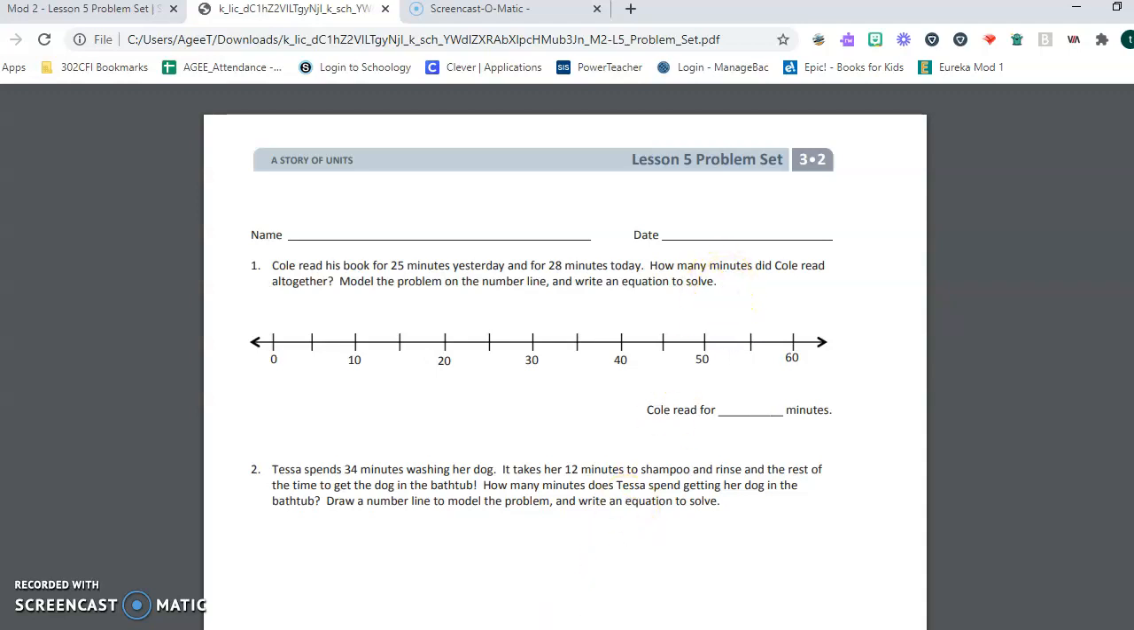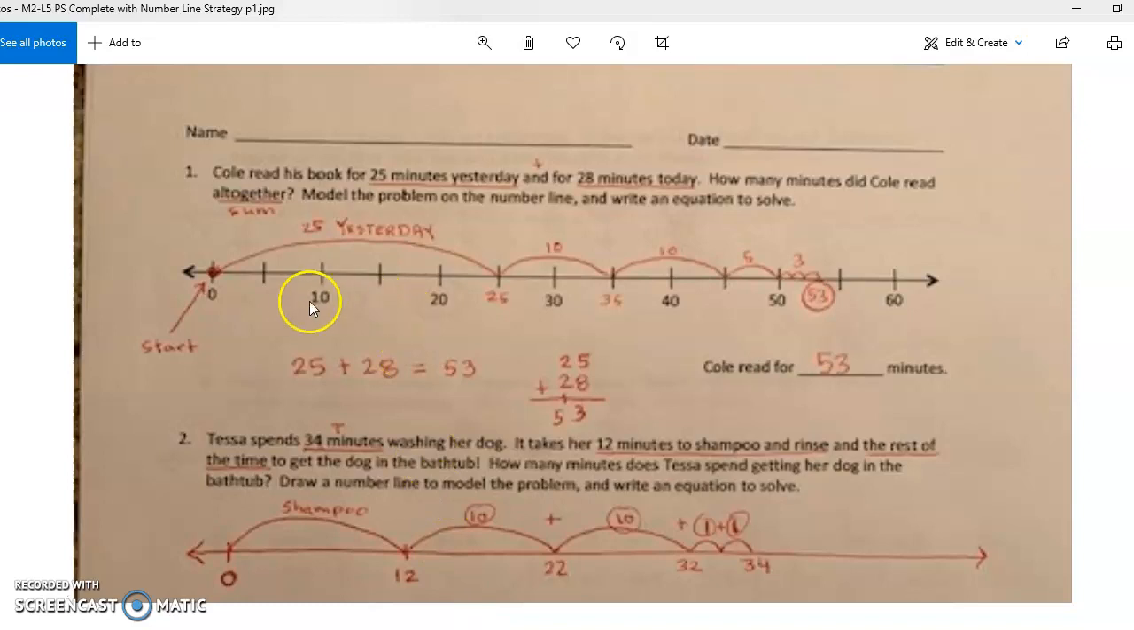Here's what it looks like in the solution form. So you start at 0, the 25, I jumped up 25, that's yesterday's minutes, and then I broke this 28 down into 10 and 10 and 5 and 3. So 10, 20, 25, and 26, 27, 28. If you use the number line below and label it as you go, starting at the 25, going up 10, that's 35, going up 10 more, that's 45, and then 5 more takes me to 50, and then 53. Here's my equation, 25 plus 28 equals 53.